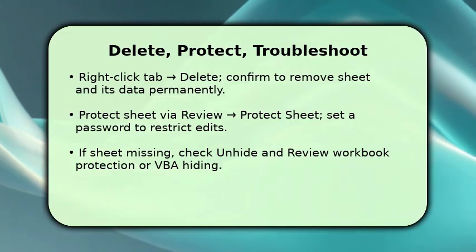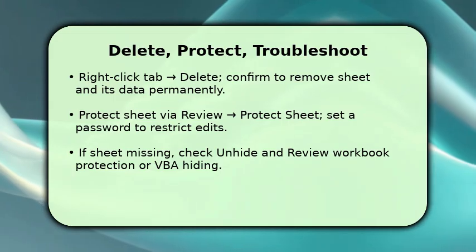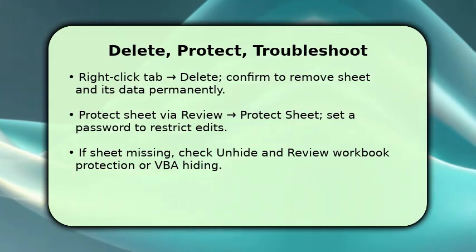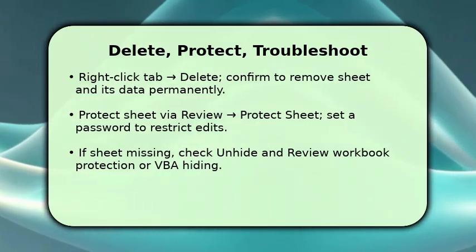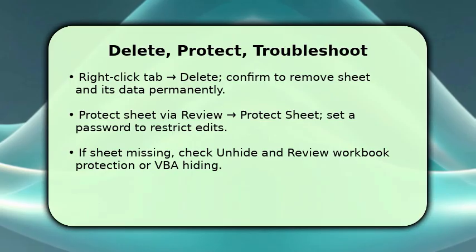If you can't find or change a sheet, check for hidden sheets via Unhide, and confirm the workbook isn't protected or that VBA hasn't set Very Hidden. If things go wrong, restore from the last saved copy or backup immediately.